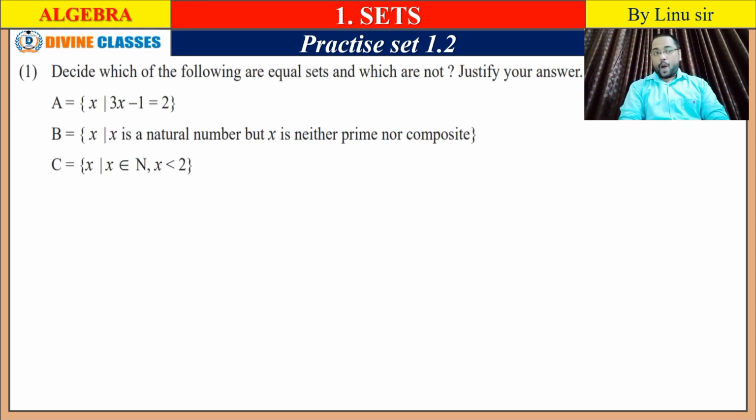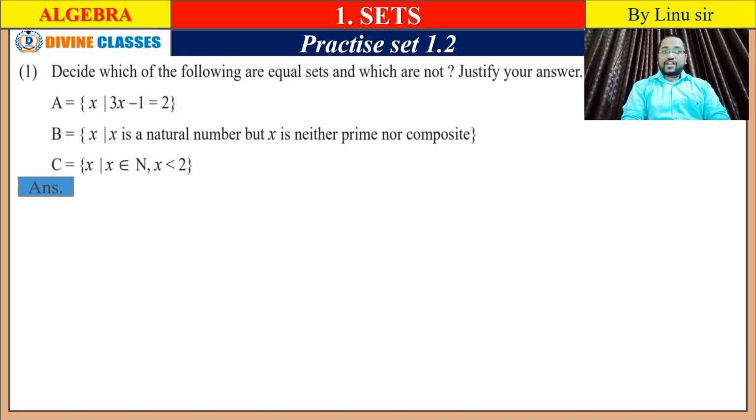So question number 1 is: decide which of the following are equal sets and which are not, and justify your answer. In the last video we had learned the definition of equal sets, right? So we have to just use it here. A is equal to x such that 3x minus 1 is equal to 2. Set A is given. Set B is equal to x such that x is a natural number but x is neither prime nor composite. Set C is equal to x such that x belongs to natural number and x is less than 2, right? So first we will check out and solve set A.